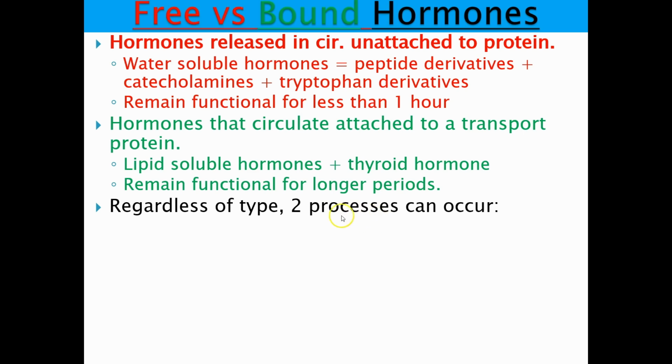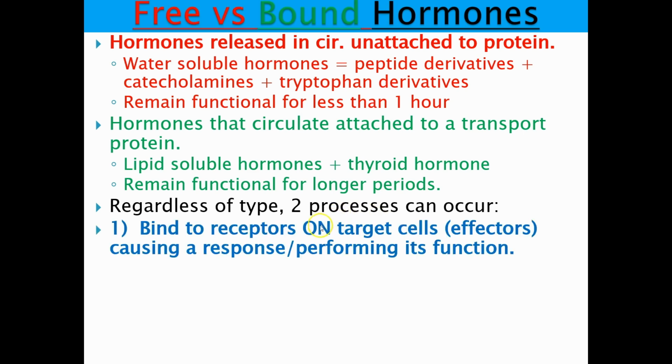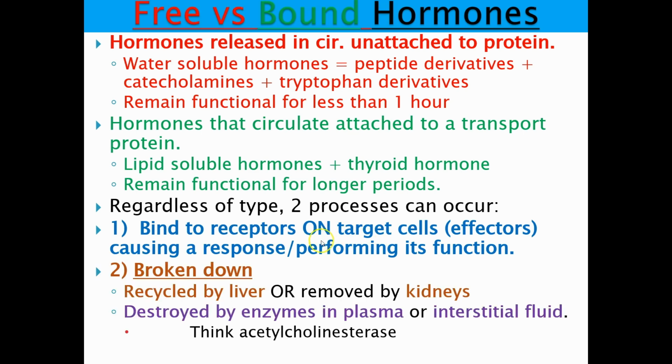But regardless of how long they're lived, really two processes occur. They either bind to their target cells and cause the effector to actually perform its function, or they get broken down. And that's the main point: you're going to start seeing the liver breaks molecules down, rearranges the atoms, and then the kidneys get rid of that through your urine usually. Or they can be destroyed by enzymes in the blood plasma or within interstitial fluid. So, I remind you to think acetylcholinesterase.